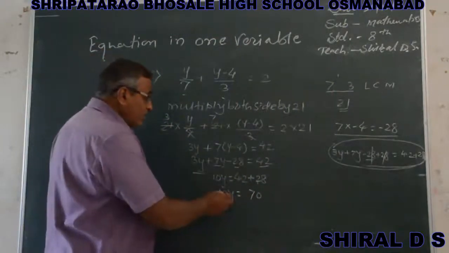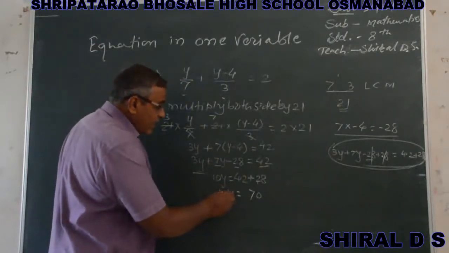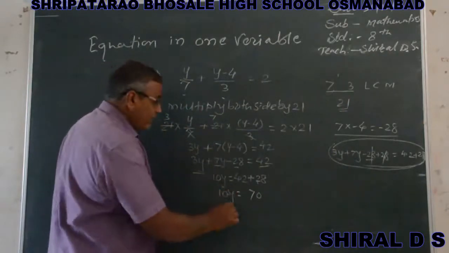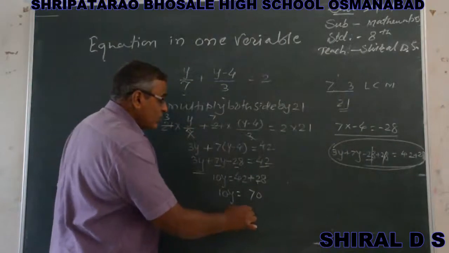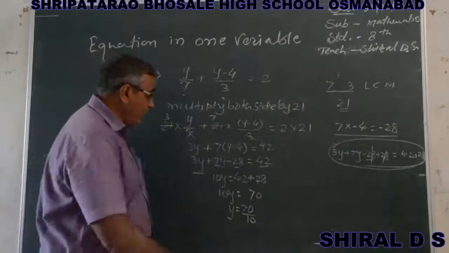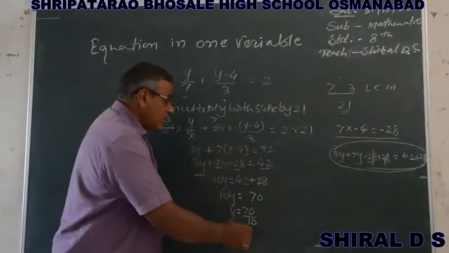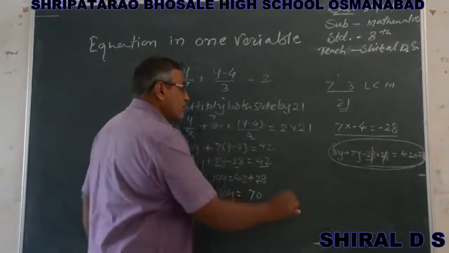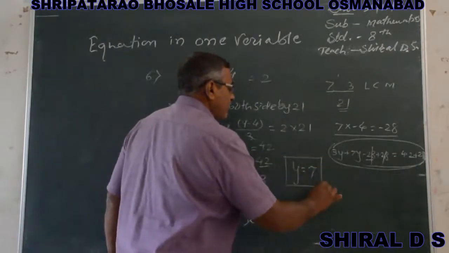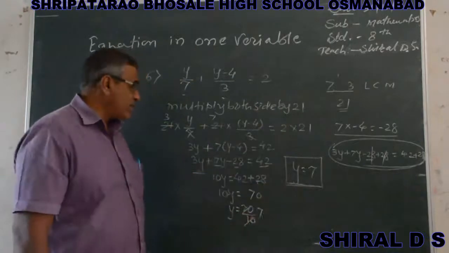But we know that between 10 and y there is a multiplication relation. Therefore y is equal to 70 upon 10. 10 goes to this side, then it becomes division. Therefore y is equal to 7 is the solution of the given equation.